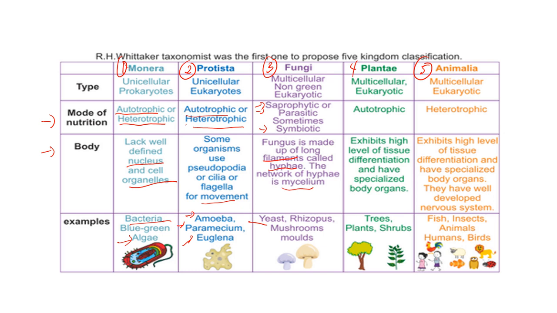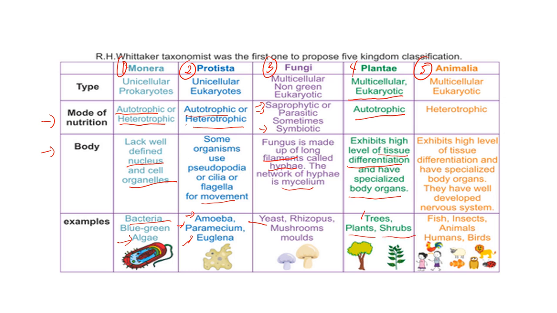The fourth kingdom is Plantae. They are multicellular eukaryotes, they are autotrophs, they are producers. They carry out photosynthesis. The body feature is that they exhibit a high level of tissue differentiation. Obviously they will have organelles, nucleus. And then they have specialized body organs: the fruits, the roots, the leaf, the trunk. Those are the different body organs of a plant. Examples are trees, plants, and also shrubs.